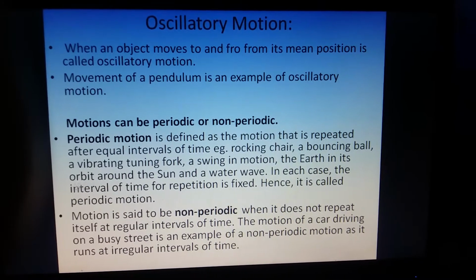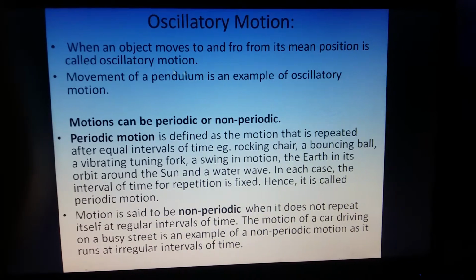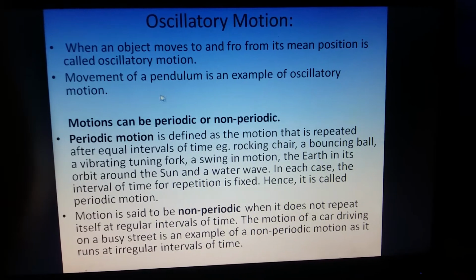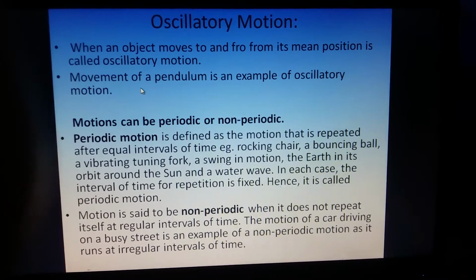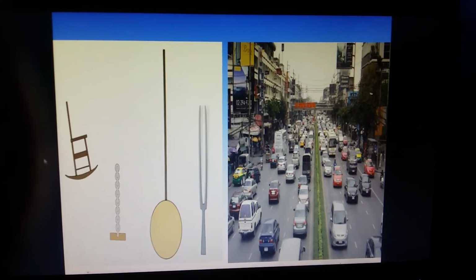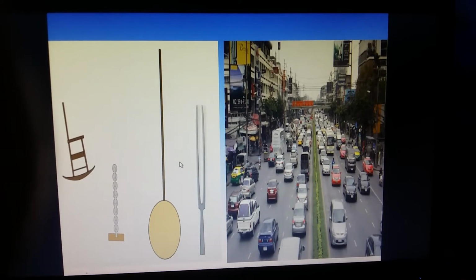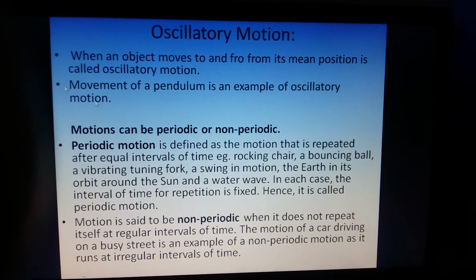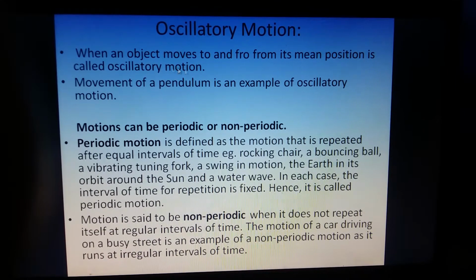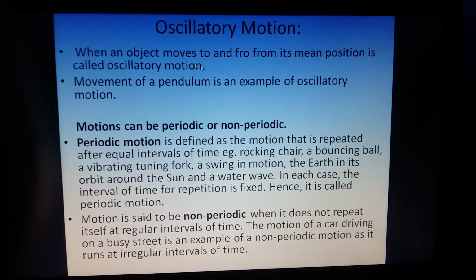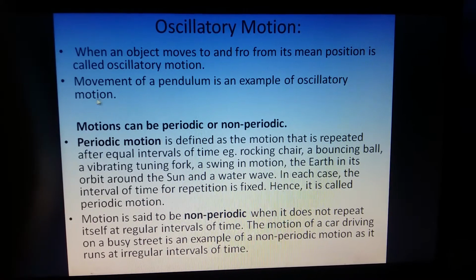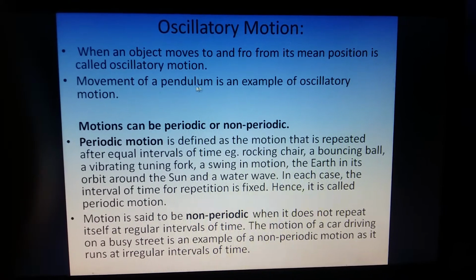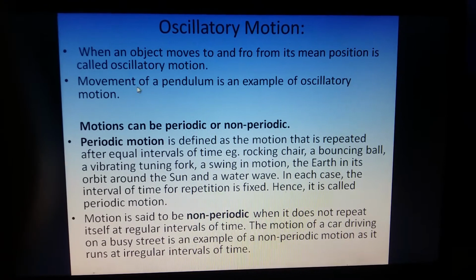What is oscillatory motion? The third type of motion. When an object moves to and fro, for example a pendulum or a chair, this kind of chair, this pendulum, a fork, these are oscillatory motions because they move to and fro from their mean position. Movement of pendulum is an example of oscillatory motion.